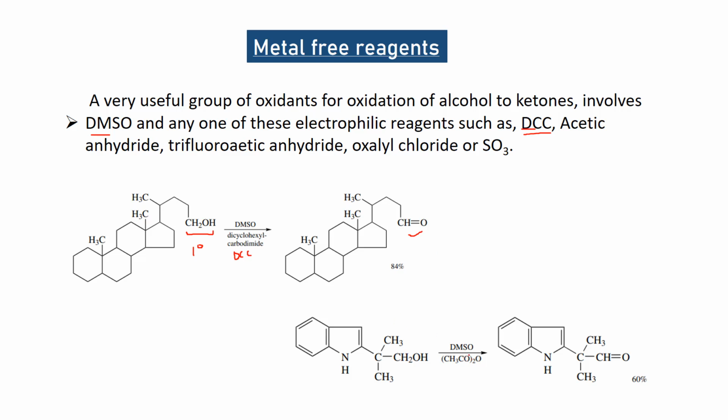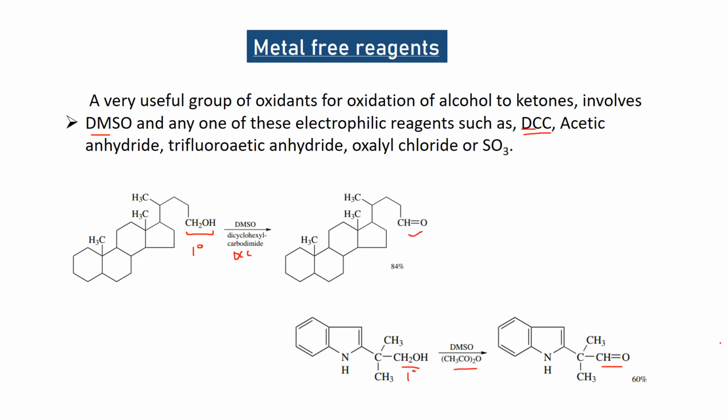There is another type of reagent. If we use DMSO along with acetic anhydride, this can also act as an oxidant for oxidation of alcohol to aldehyde. This is also primary, so it will give aldehyde.